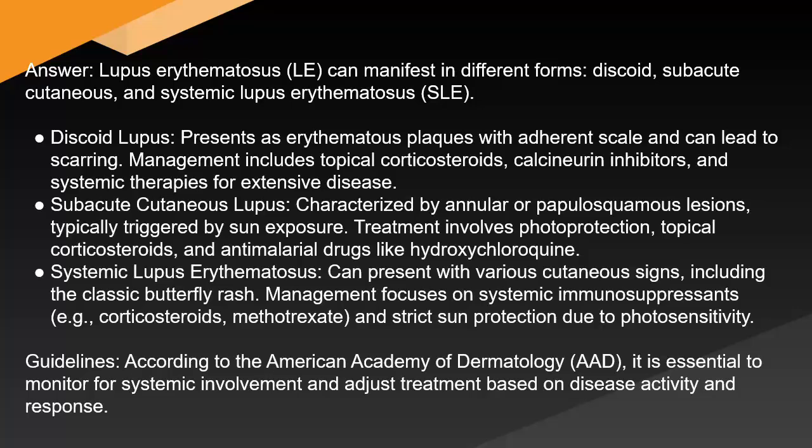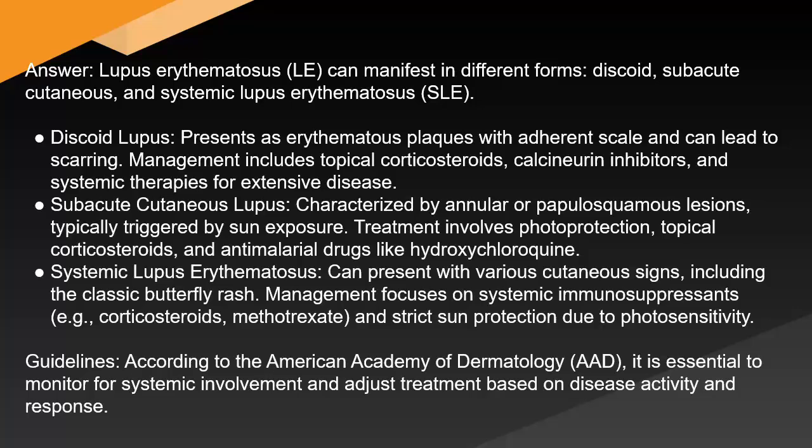Subacute cutaneous lupus is characterized by annular or papulosquamous lesions, typically triggered by sun exposure. Treatment involves photoprotection, topical corticosteroids, and antimalarial drugs like hydroxychloroquine. Systemic lupus erythematosus can present with various cutaneous signs, including the classic butterfly rash. Management focuses on systemic immunosuppressants, e.g., corticosteroids, methotrexate, and strict sun protection due to photosensitivity.